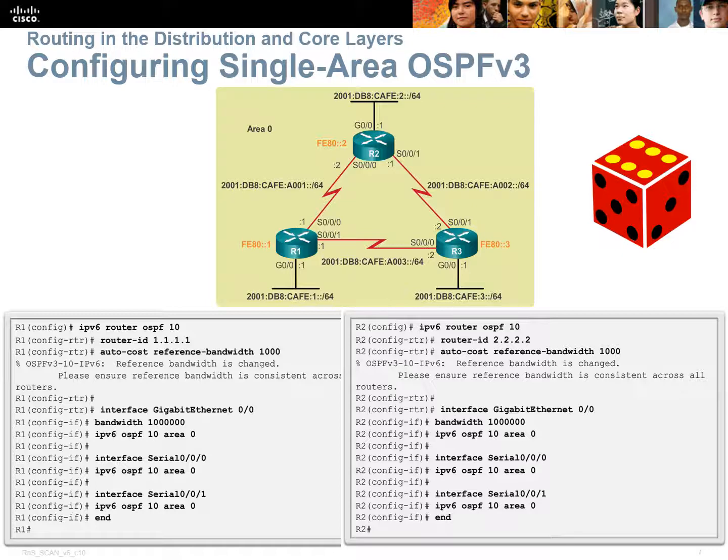So, talking about IPv6, remember that when you're configuring IPv4, you use network statements. When you're configuring IPv6, the commands go on the interface. And with IPv6, you've got to have a router ID. No router ID, and OSPF just refuses to work. So we set up the OSPF process, IPv6 router OSPF 10, give it a router ID, make sure our bandwidth calculation is correct, and then on each interface, we set up IPv6 OSPF 10 area 0.